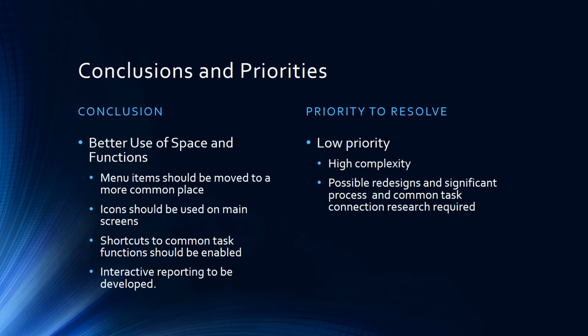Additionally, icons should be used more often, and shortcuts to common functions should be in place of menu items. And the final item of recommendation was interactive reporting, which would allow the elimination of steps to obtain common information and improve user performance. These are considered low priority items. They would definitely be of high complexity and would potentially require redesigns and significant process and common task connection research.